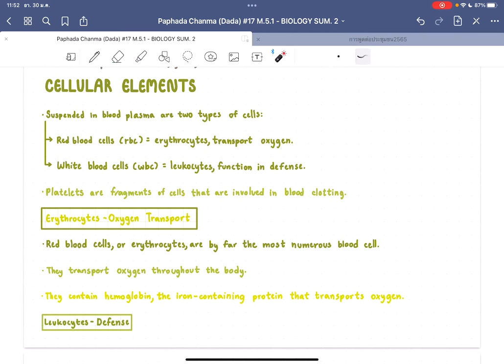Erythrocytes, or red blood cells, and oxygen transport. Red blood cells, or erythrocytes, are by far the most numerous blood cells. They transport oxygen throughout the body. They contain hemoglobin, the iron-containing protein that transports oxygen.